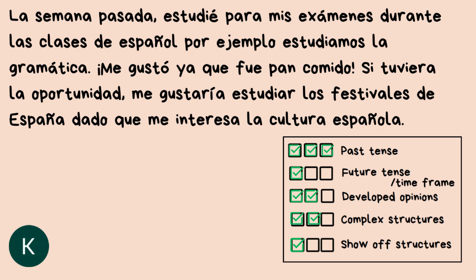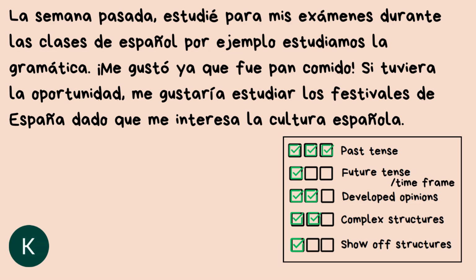And then we've also got a couple of complex structures. We've got quite a few complex structures in there actually. Ya que on the third line is a great example of a complex structure. So you're extending that sentence by using given that, ya que, or because. So I loved it because, or given that it was a piece of cake. So that's a great example of a complex structure. We've also used dado que on that last line there. So we've extended our sentences using dado que.